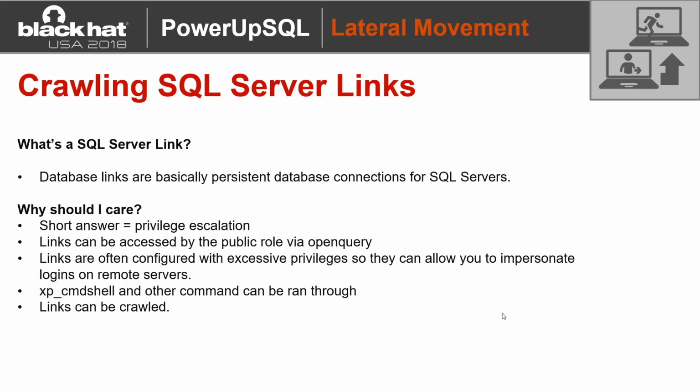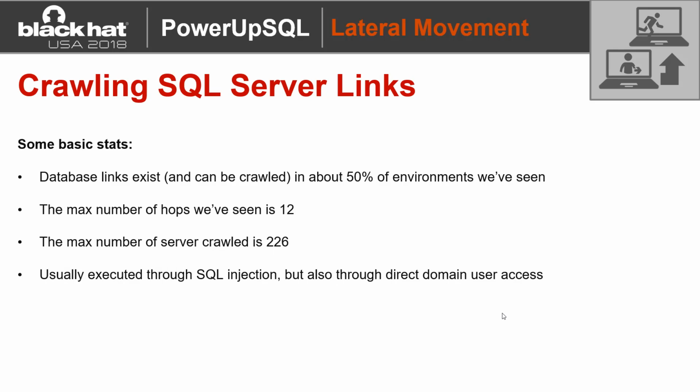So you can actually use it to go from a low privilege user to a high privilege user as you follow those links. The other really neat thing is that they can be crawled. So you can hop from SQL Server to SQL Server. Like I said, we see them in about 50% of the environments. I think the max number of hops we've had, before going into recursion, is 12 hops, starting at Server A and getting all the way down to the end. And the max number of different crawls is 226, something like that. So it's a pretty interesting attack surface.